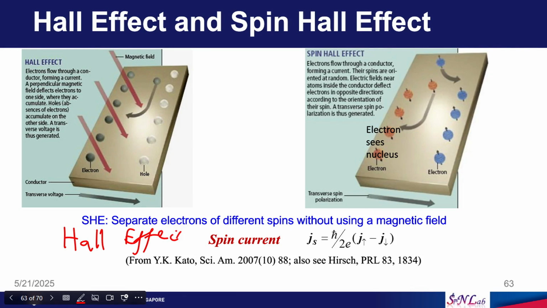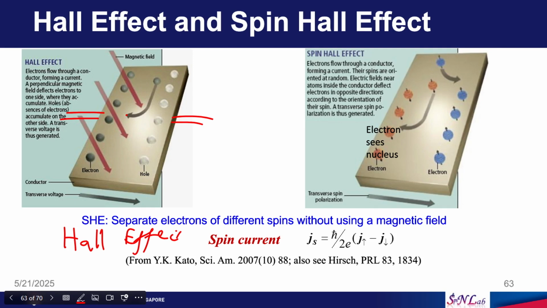So, what we do, we take a semiconductor, for example, we apply a magnetic field. Because of this magnetic field, electrons go to one side, holes go to the other side. So, if you measure the voltage, you will see some voltage, right. So, in the case of the normal Hall effect, you will see a voltage because electrons go to one side, holes go to another side because of the magnetic field that you apply.